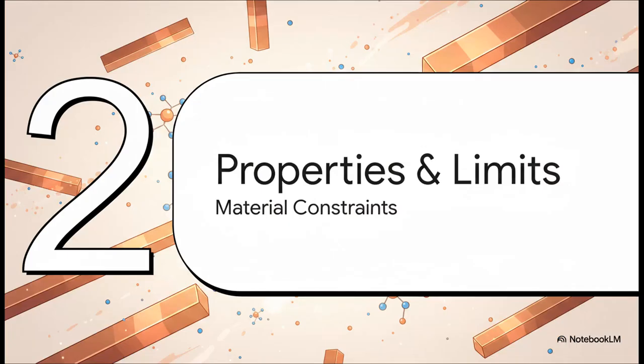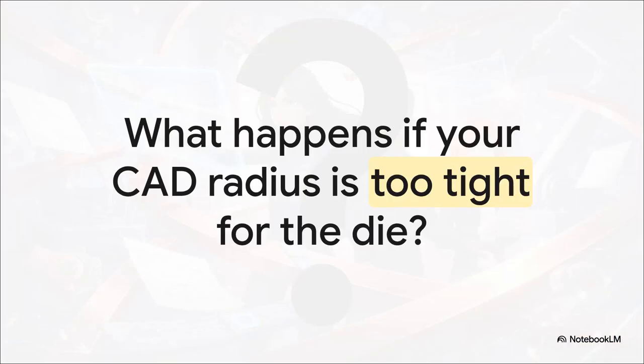Moving right along to Section 2, properties and mechanical limits. Okay, before you release the next drawing to the shop floor, I want you to ask yourself, what physically happens when your theoretical radius clashes with the actual machine tools? I know it's super tempting to just type in a tiny bend radius because, hey, it makes your 3D model look incredibly sharp and compact. But guess what? The heavy machinery and the actual laws of physics have the final say here.